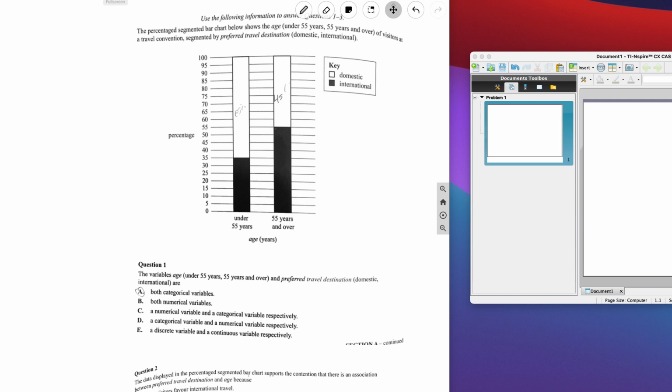Going through the solutions to the 2021 VCE VCAA Further Maths Exam 1.